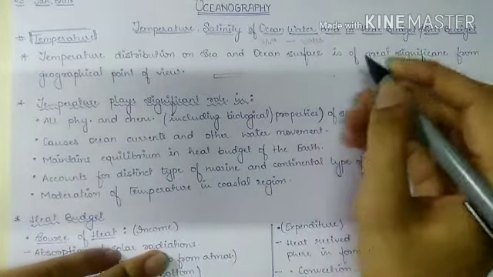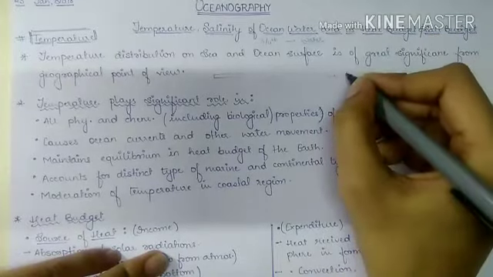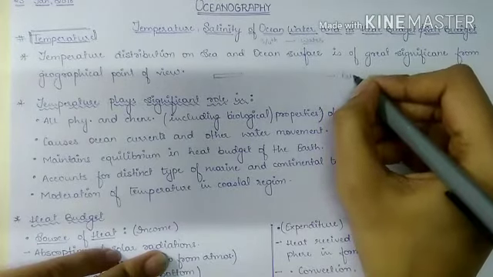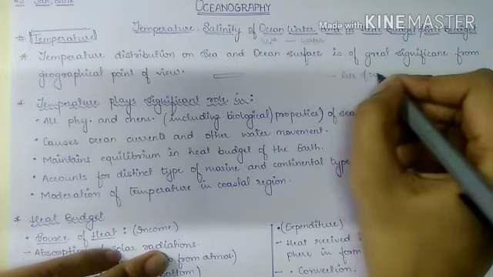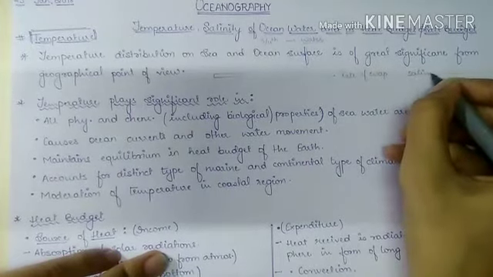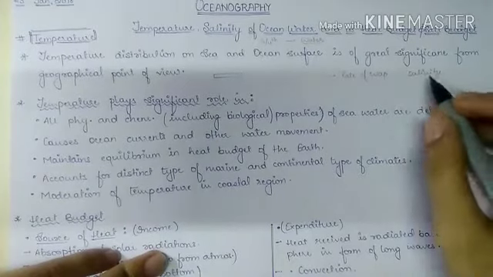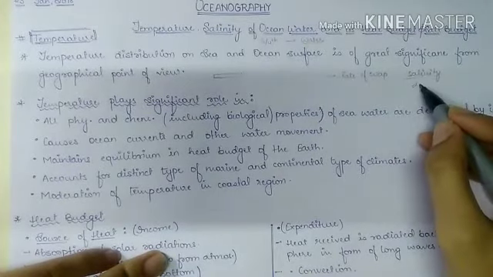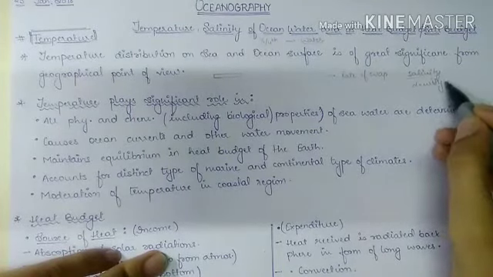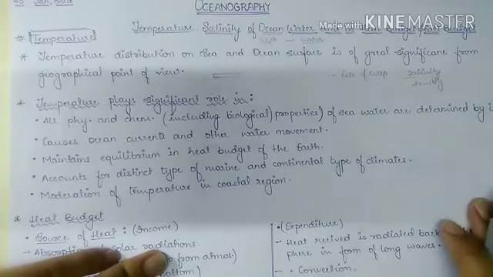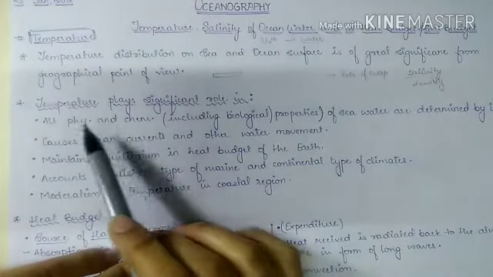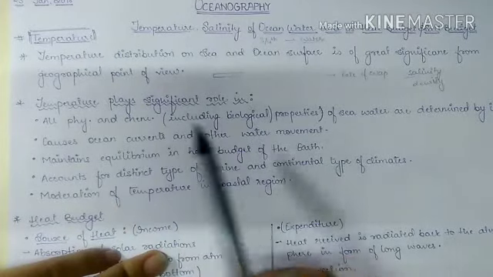See, if we have higher temperature, then the rate of evaporation will be more. And if the rate of evaporation is more, then the salinity will be more. And if the salinity is more, then the density of the water will automatically increase. So this is how in various ways temperature influences physical and chemical properties along with the biological properties of the seawater.